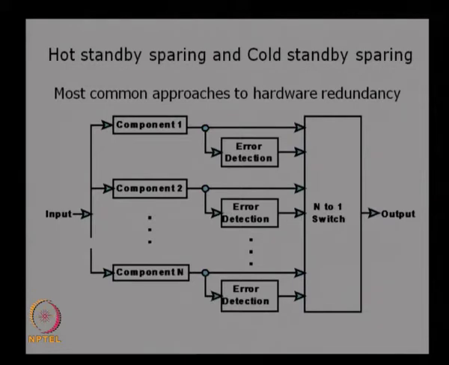As you can see here, this is the basic building block where we have component 1 and error detection, that is, duplication with error detection. So, we have component 1, 2, etc., up to n, and each one has an error detection function also. All these components are the same, which means you have duplicate or redundant hardware which provides similar outputs using similar inputs. So, all these components will be giving the same output to the system using the same inputs.